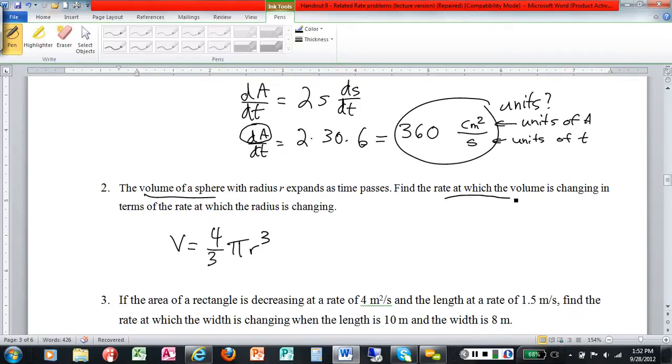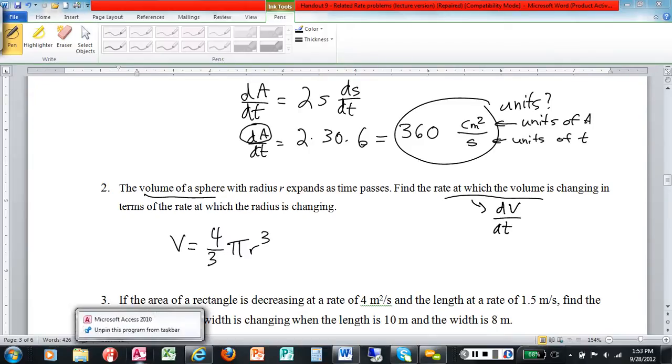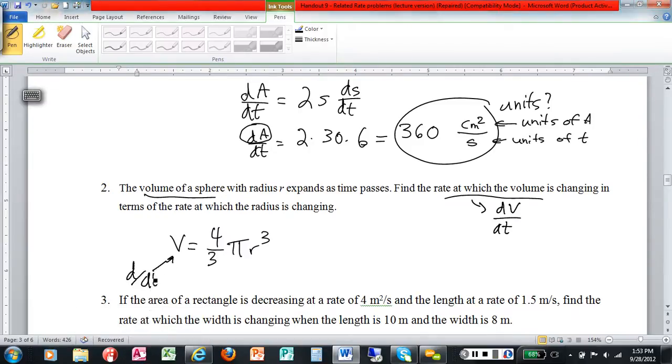What am I looking for? The rate at which the volume is changing in terms of the rate at which the radius is changing. That's dV/dt, isn't it? So I need to take d/dt of these guys right here. d/dt it. So that would be dV/dt, wouldn't it?